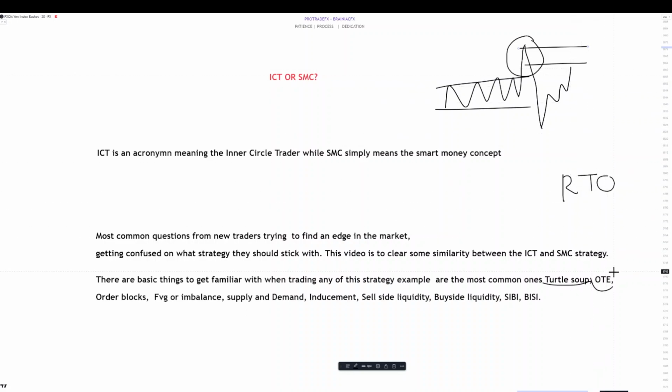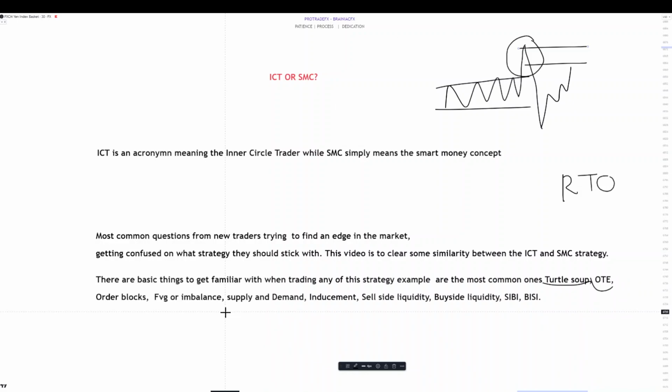So when it comes to optimum trade entry, which is actually an entry Fibonacci tool used for entry in ICT, in most cases OTE is not used in SMC. There are other strategies or entry models that are applied to SMC, right? So we can always see the same thing in other blocks, the fair value gap.